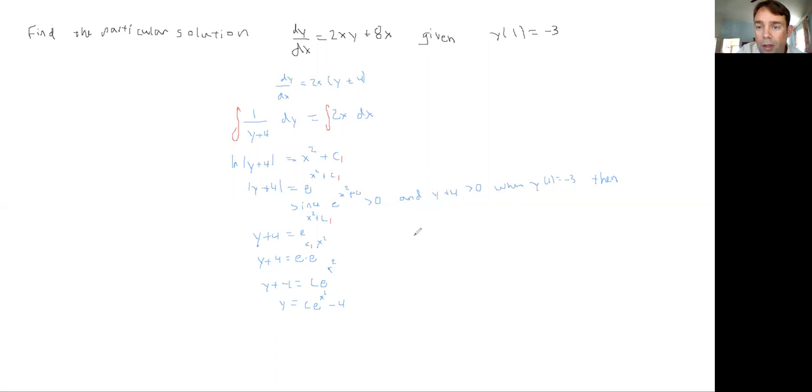Now, friends, on this one, we're going to go ahead and plug in our -3 and our 1 for the y and the x, and we're going to solve this for c. I'm going to run out of room here if I'm not careful, so I'll just move it over here to the right. c e to the minus 4. And friends, we end up with 1 equals c times e to the minus 4, so 1 over e equals c. So our final answer then, when I plug it all in here, I get y equals 1 over e times e to the x squared minus 4. And if you really wanted to get really cute, you could actually put it together.